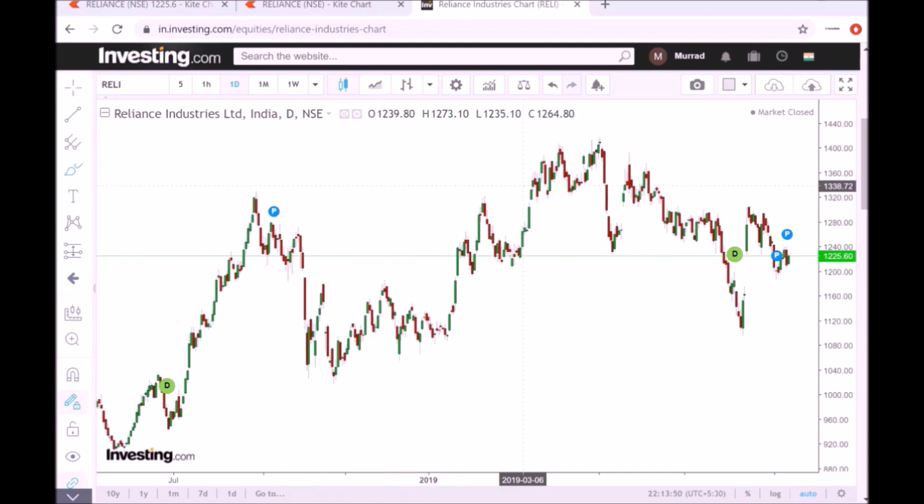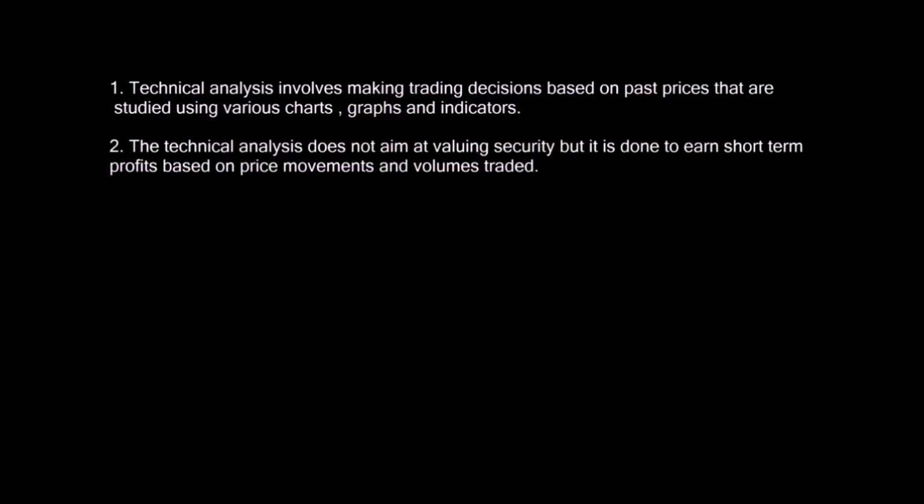So let's get started. Let's first understand the definition of technical analysis. The definition of technical analysis states that it involves making trading decisions based on past prices. First of all, we'll be using our past prices that are studied using various charts and graphs and indicators.